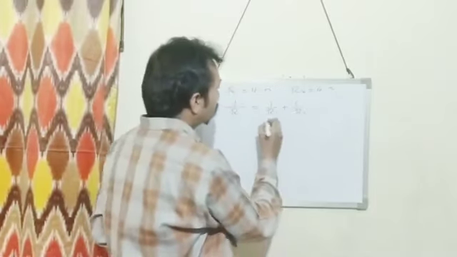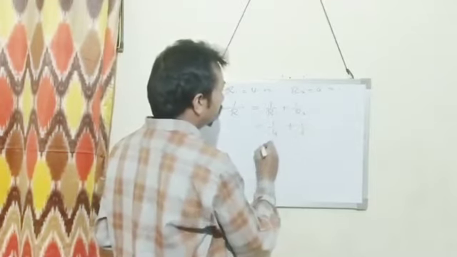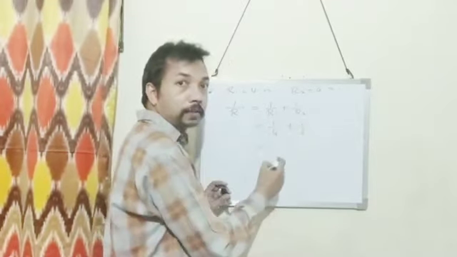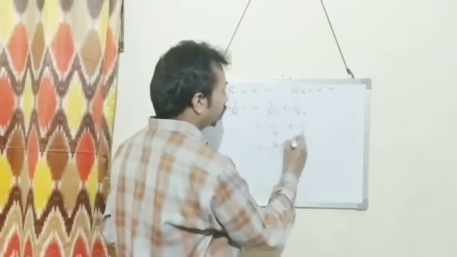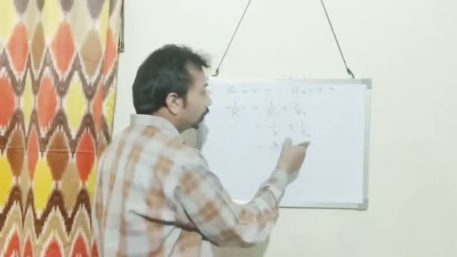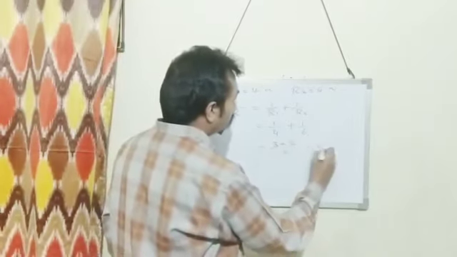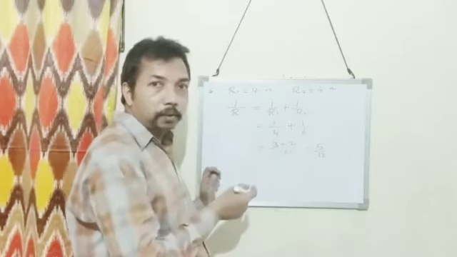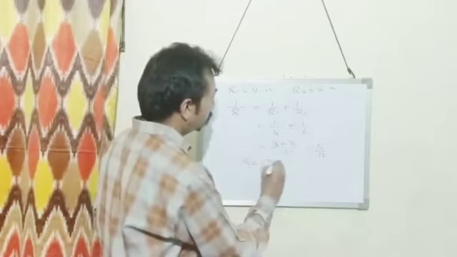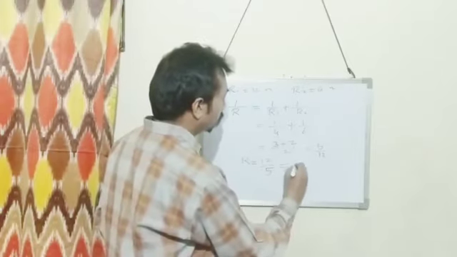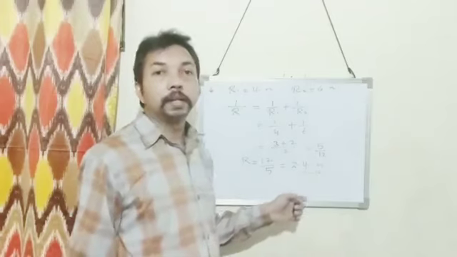Then substituting, 1 by 4 plus 1 by 6. Taking the LCM, the LCM of 4 and 6 is 12. 4 3s are 12, 6 2s are 12. So 5 by 12. Then in order to get R, we have to do the reciprocal. Therefore, R is equal to 12 upon 5, which is equal to 2.4 ohm. So this is the answer.